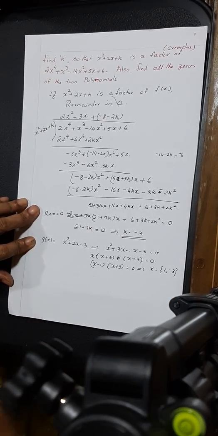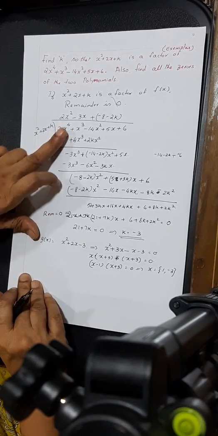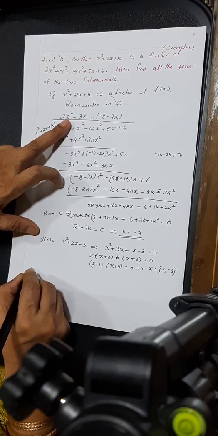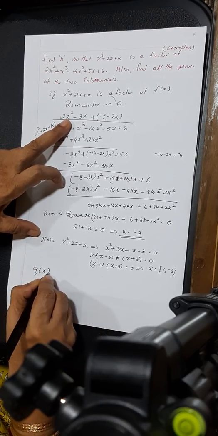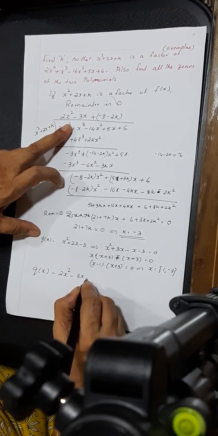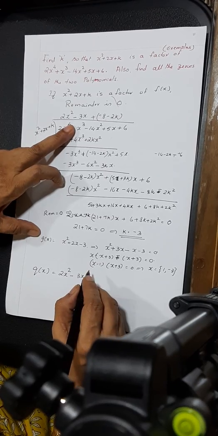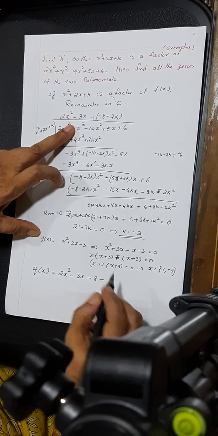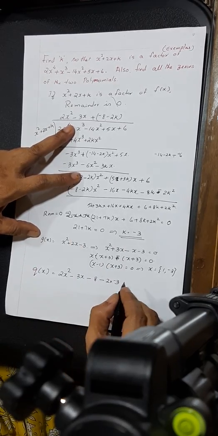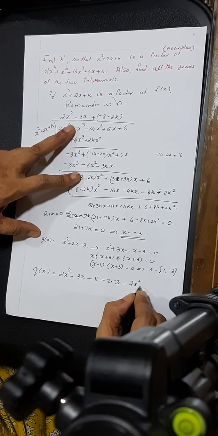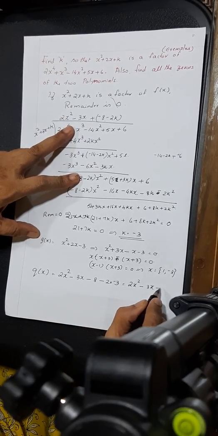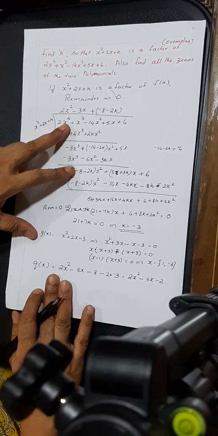Now we have to find 2 more zeros, because it is x to the power of 4. So now we use the quotient. We will substitute the quotient q of x is equal to 2x squared minus 3x minus 8 minus k, where k is equal to minus 3. So 2 into minus 3, plus 6, so this is equal to 2x squared minus 3x minus 2.